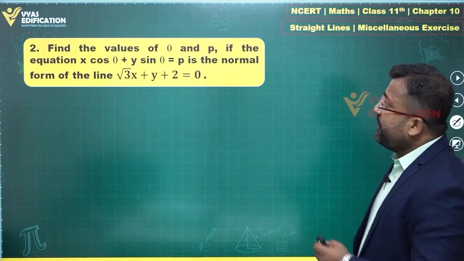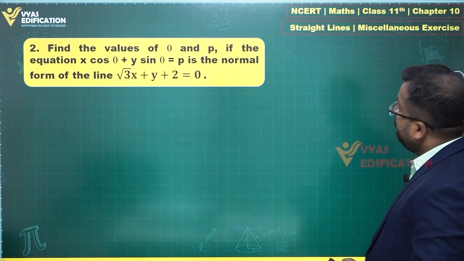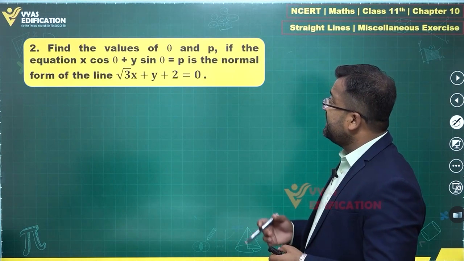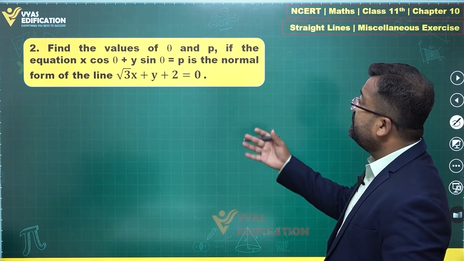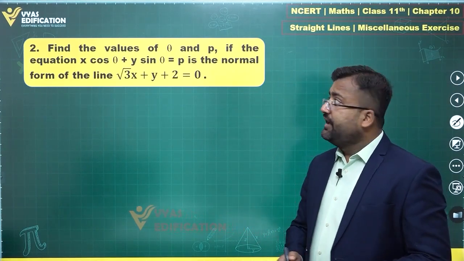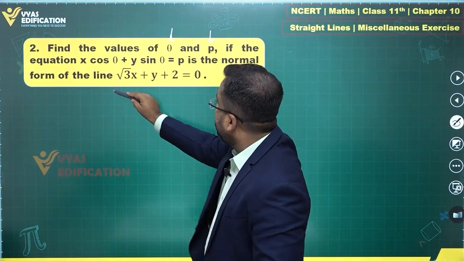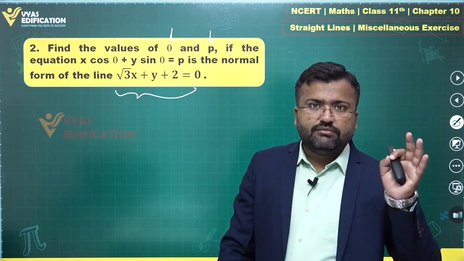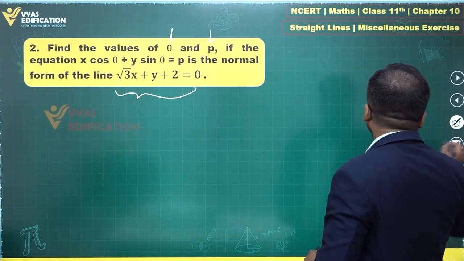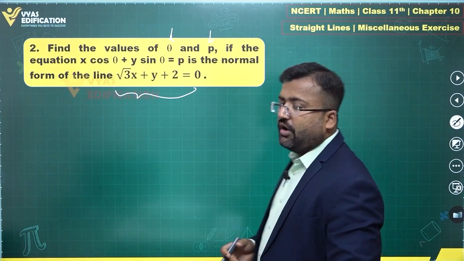The second question says find the values of theta and p if the equation x cos theta plus y sin theta equals p is the normal form of the line. So we are interested in theta and p. Basically, we are interested in writing this equation in the normal form. That's the main idea. And how do we write the equation in a normal form?